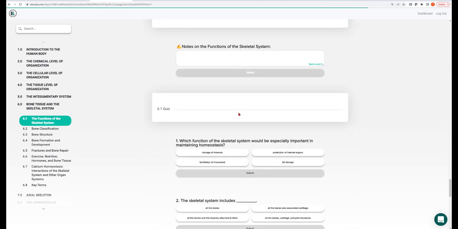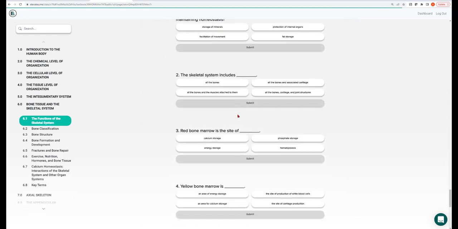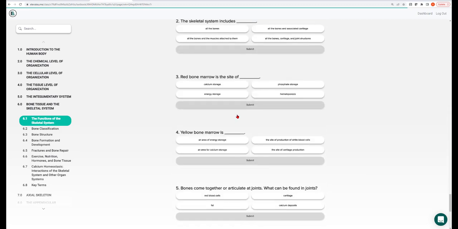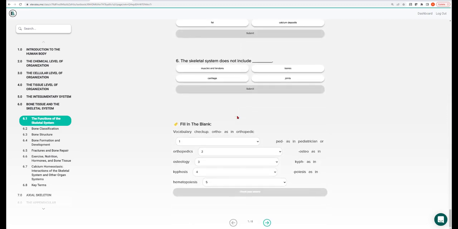So that's a really quick introduction to the major functions and what's going on with bone structures. Do make sure that you're taking a look at these questions and doing the vocabulary checks at the end.